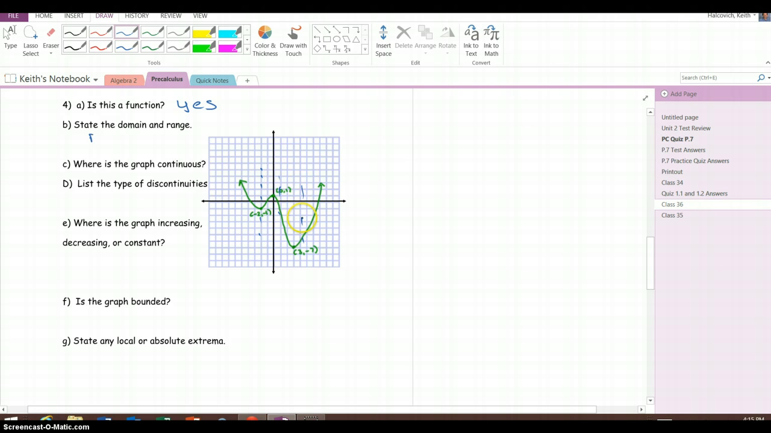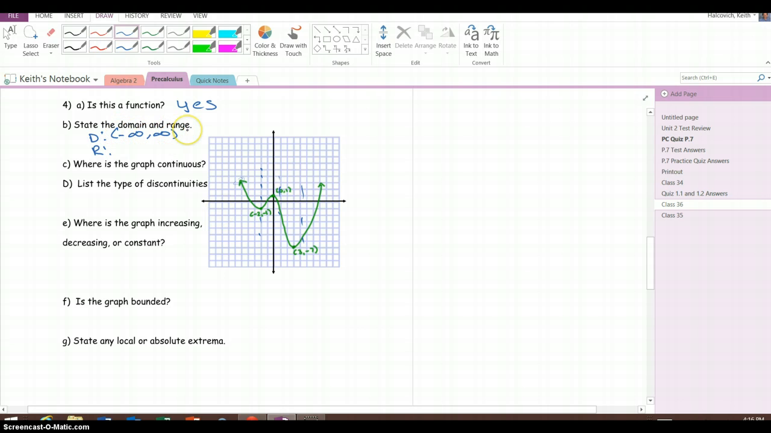State the domain and range. Well, if you look here, there's an arrow, and then there's no holes or anything, and it continually goes on forever in both directions. So the domain is all real numbers.